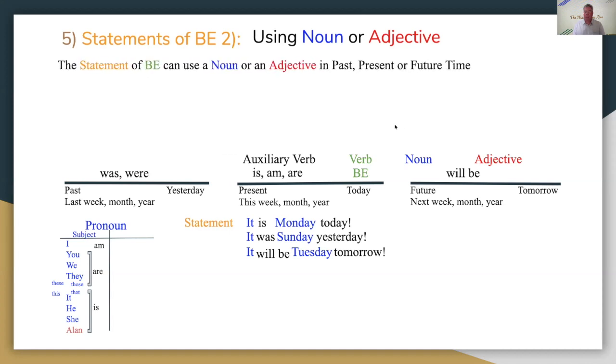But we can change it to a noun or an adjective in past, present, or future time. It is sunny today. It was rainy yesterday. It will be windy tomorrow. Okay, so we can change the time and we can change the adjective from the noun to the adjective.